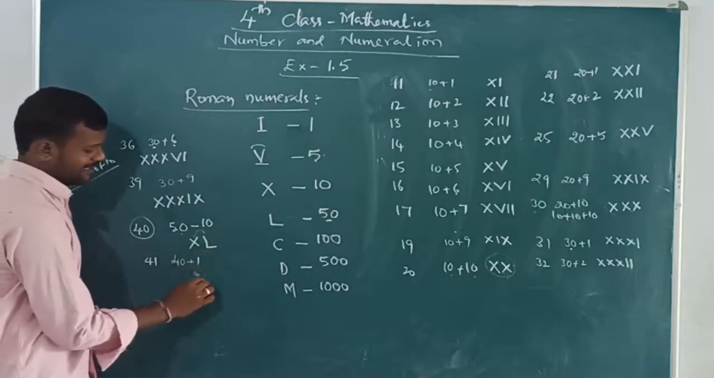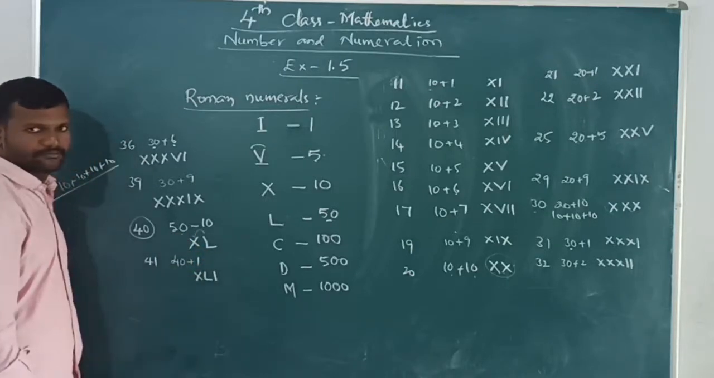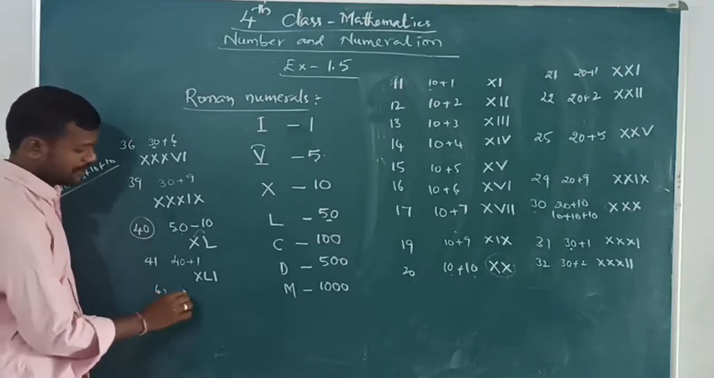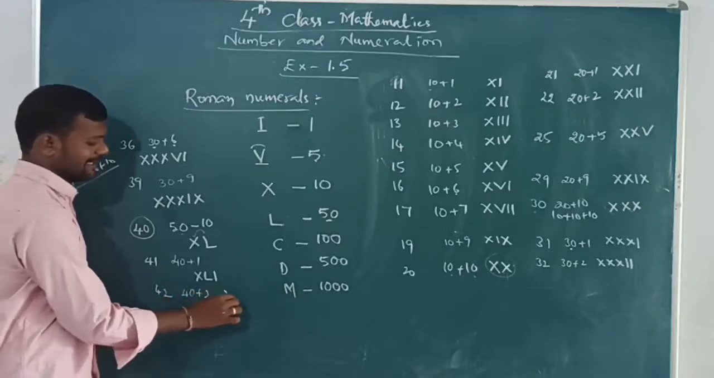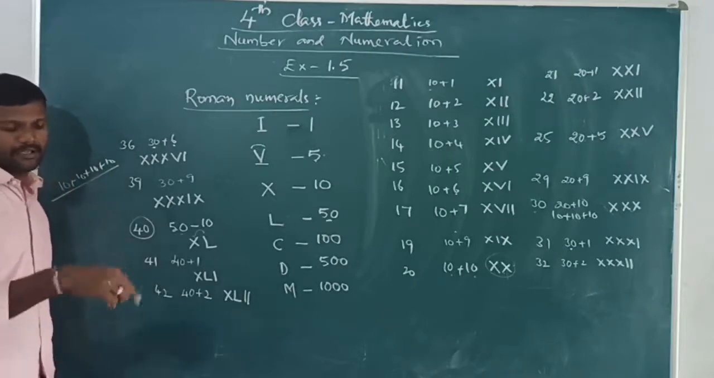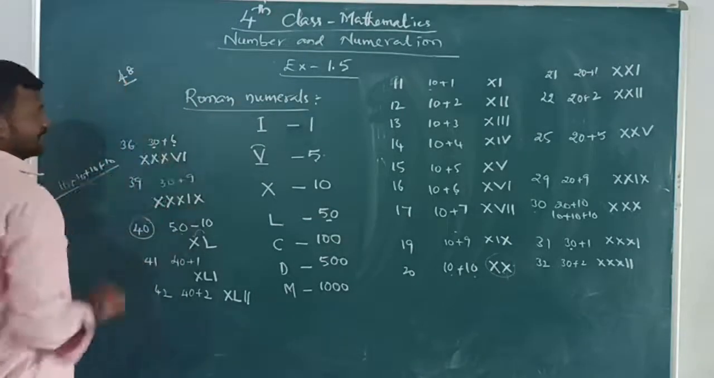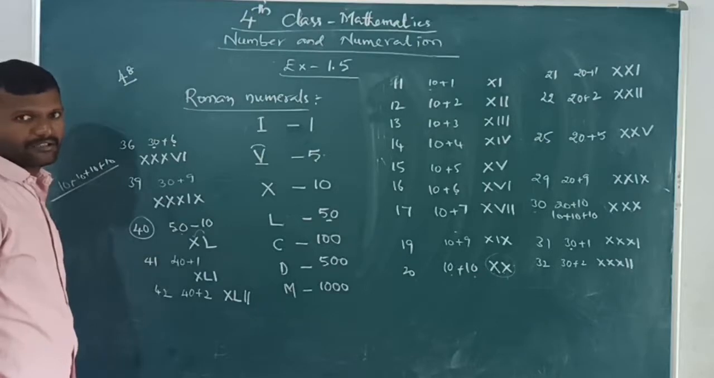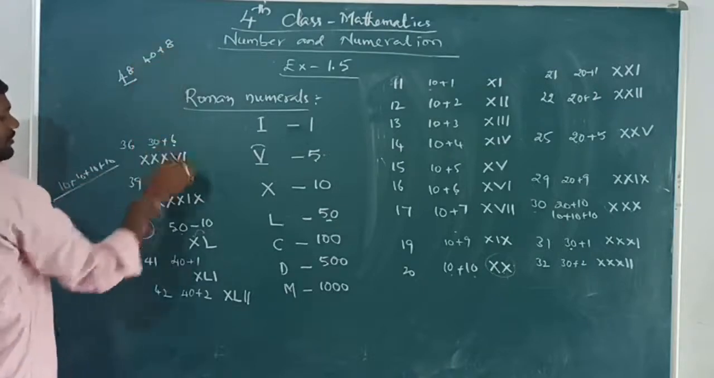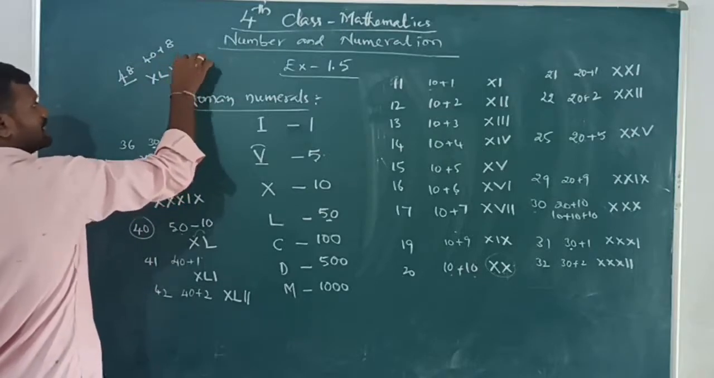So now 41. 41 means 40 plus 1. What is 40? XL. This is 40. And 1. Okay. Next 42. 42 means what? 40 plus 2. XL, that is 40, and 2 means this. Okay. Now what we have to write? 48 I want to write. How can I write 49? Sorry, 48. 48 means 40 plus 8. 40 means nothing but XL. And 8 means this one is 8.